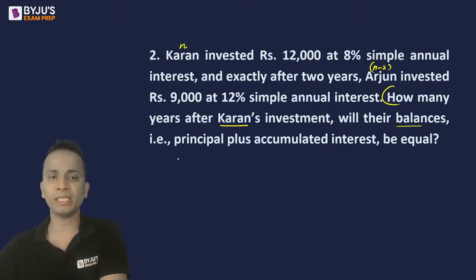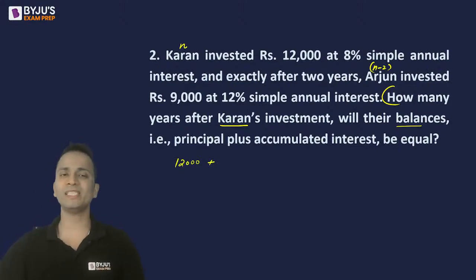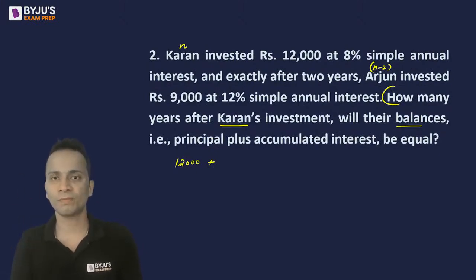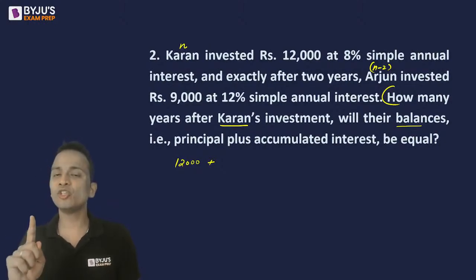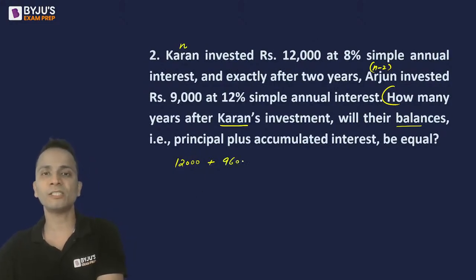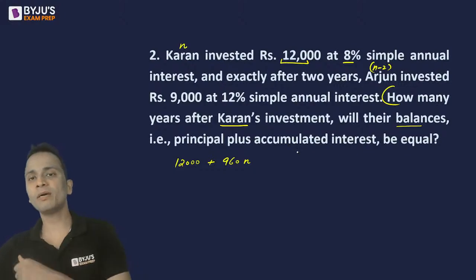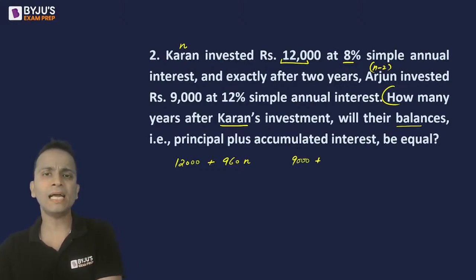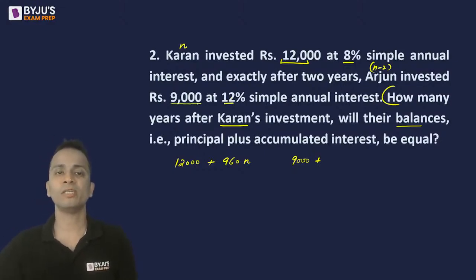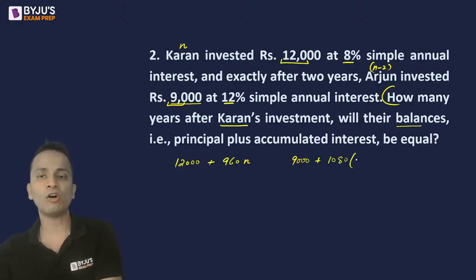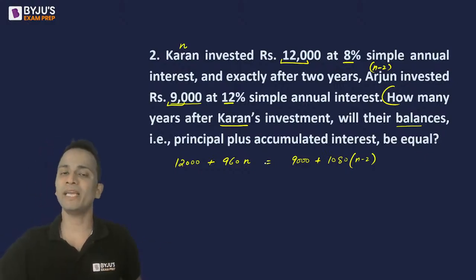Okay. So amount for Karan will be principal 12,000 plus the interest. Now what is the interest here? 8% on 12,000. For 1 year, the interest will be 8% of 12,000, right? 1% is 120, so 8% will be 120 multiplied by 8, that is 960 rupees for 1 year. So for N years, it will be 960n. All right, fine. Now talking about Arjun, the principal is 9,000 and the interest is 12% of 9,000. So 1% is 90, so 12% will be 12 into 90, that is 1,080. Now this is for how many years? N minus 2 years. Now you can equate them and get the answer by simplifying this.